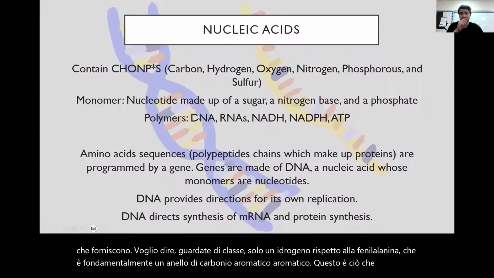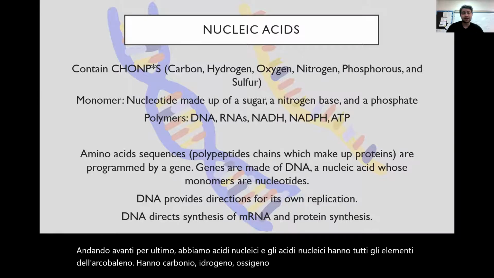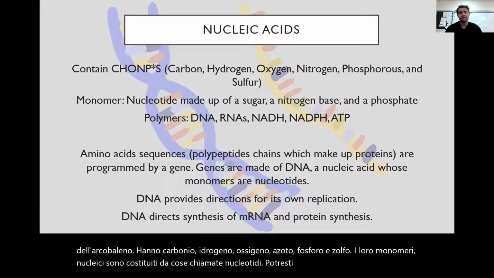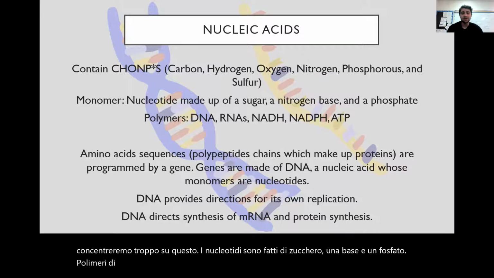Okay, moving on. Last, we have nucleic acids. So nucleic acids have all the elements of the rainbow. They have carbon, hydrogen, oxygen, nitrogen, phosphorus, and sulfur. They're monomers, they are made up of things called nucleotides. You might hear nucleosides sometimes. We're not going to focus on that too much. Nucleotides are made up of sugar, a base, and a phosphate. Polymers of these nucleic acids include DNAs, RNAs, and then we have NADH, NADPH, and ATP, which is something we're going to spend a lot of time on, adenosine triphosphate.